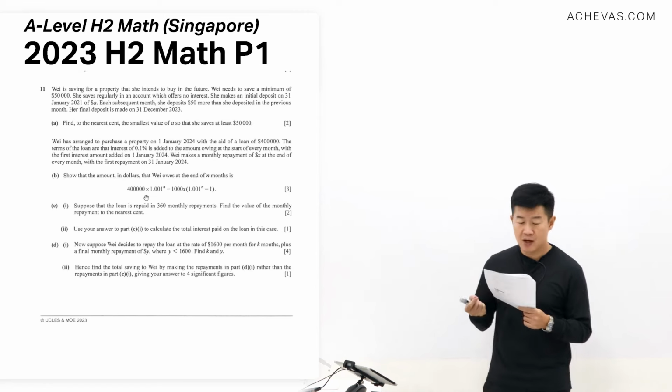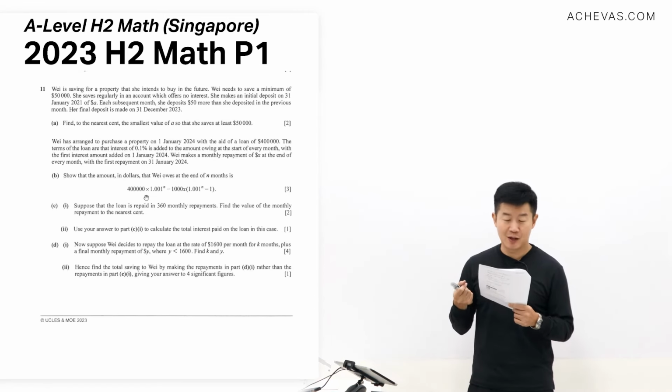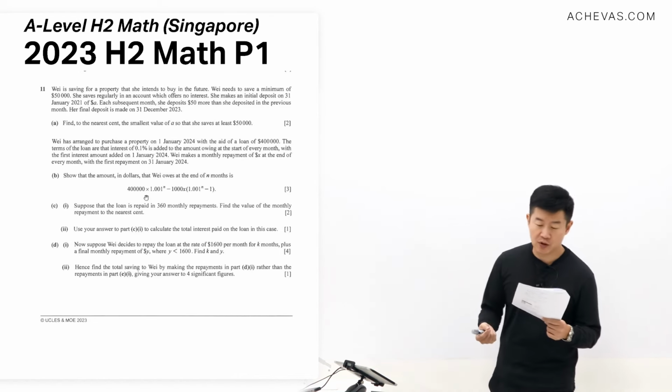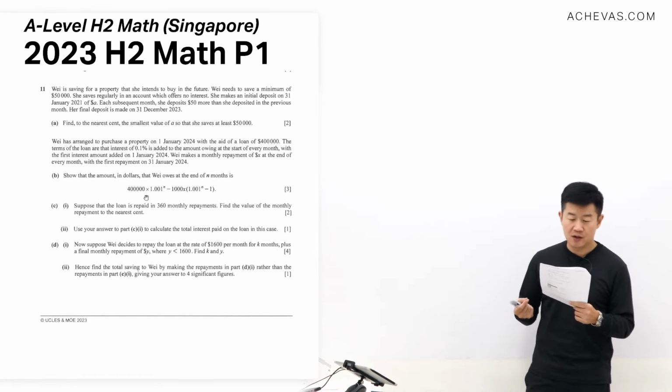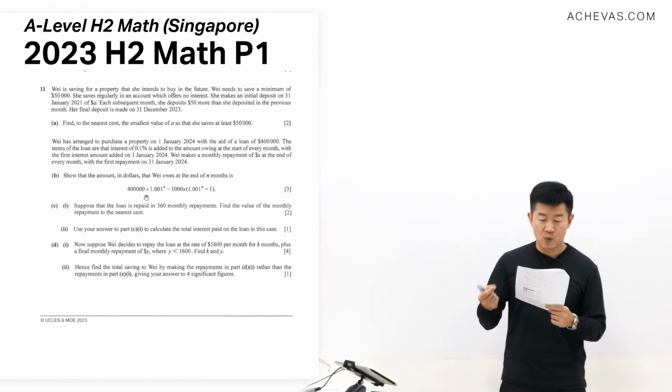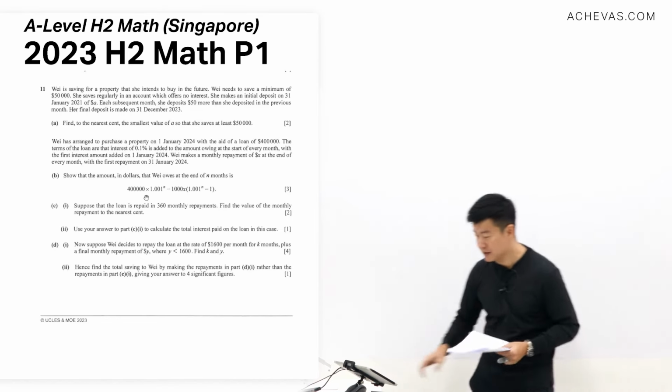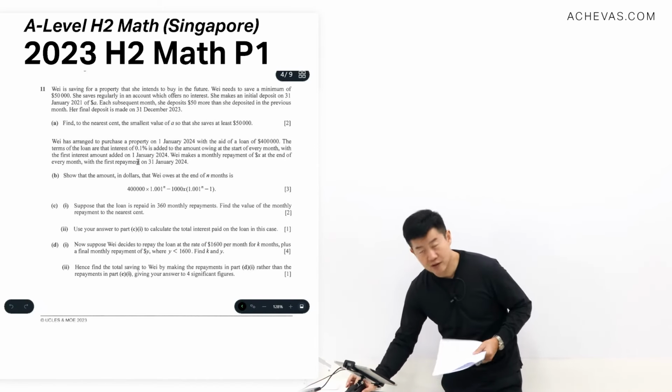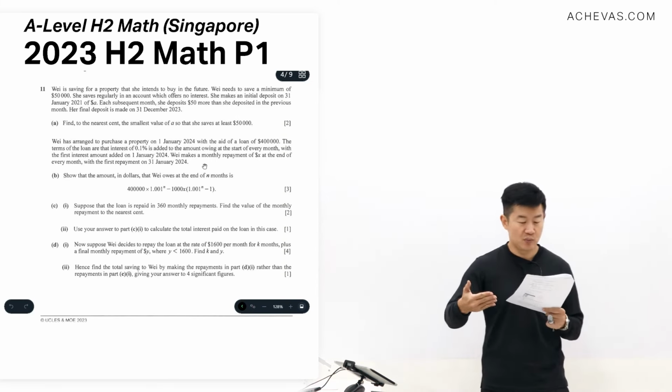Now in part B, Wei is going to be buying her property. So on the 1st of January 2024, Wei will take up this loan of $400,000, where an interest of 0.1% is going to be added at the start of every month. And the very first month that this will start, according to the question, will be the month when she borrows the money from the bank, so it will be on the 1st of January 2024. And by the end of the month, Wei will be consistently paying back X amount of dollars. And she will be doing so again in that very first month when she borrows the money.